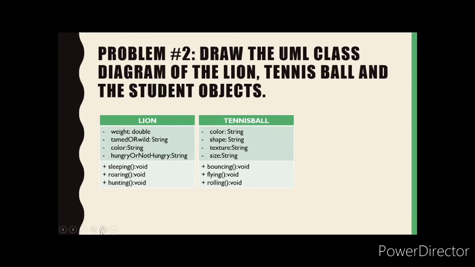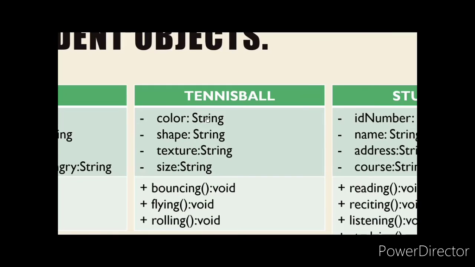For the second object, we have the tennis ball. We have here color, shape, texture, and size, which are the variables, properties, or fields of the tennis ball. All of them are declared as a string and are of private access modifier. For our methods, we have bouncing, flying, rolling, and again we are using here the plus sign, which means that these are with public access modifier. We have void as return type.